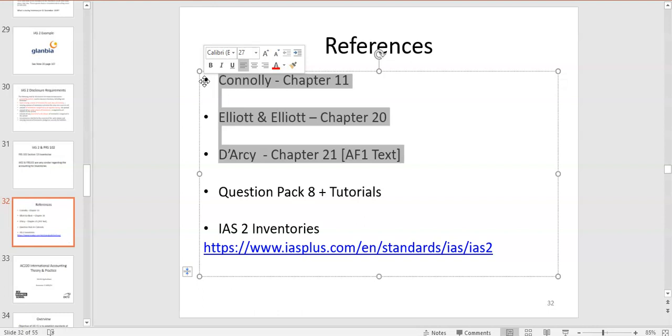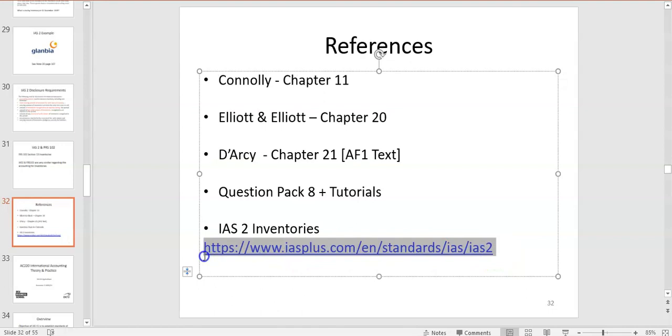Have a look at question pack 8. And in a week or two's time, we're going to have a tutorial question on IAS 2 inventories as well. If you want to read a bit more about the standard, you can follow that hyperlink and it gives you the history of the standard and the key summaries of each one as well. So that's quite a useful one if you want to go and practice and just get a bit more information about where IAS 2 came from and the different variations that have been in effect over the years.